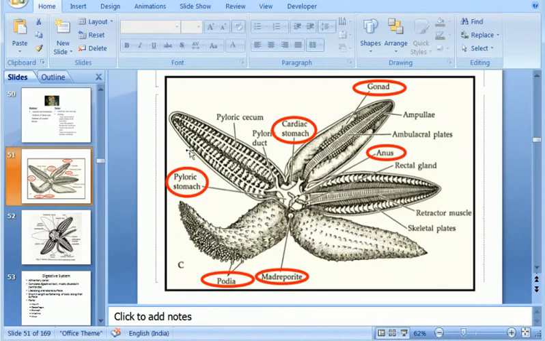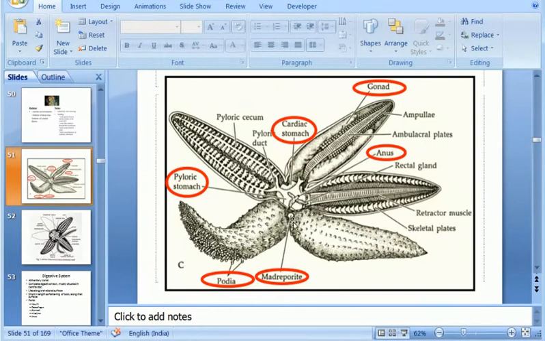Then these two branches, they join and make the pyloric duct that opens into the pyloric stomach, and then that continues further and makes a small intestine, rectum, rectal pouches, rectal glands are there, and the anus opening on the above side, on the aboral side here.